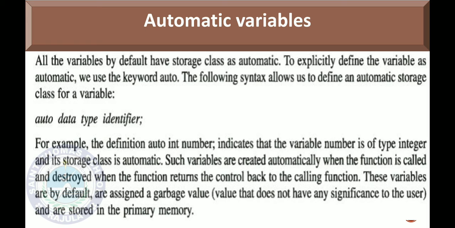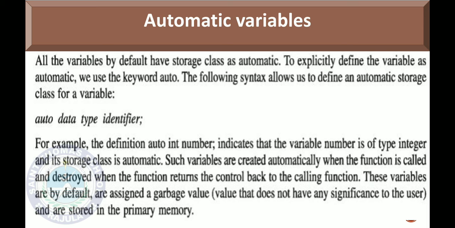First, you have to use the keyword auto, then your data type in which you want to define your variable, and then your variable name and a semicolon. Now for example, the definition auto int number; Here one variable is there, the number variable of type integer, and we are storing this variable in the automatic storage class. So it indicates the variable number is of type integer and its storage class is automatic.